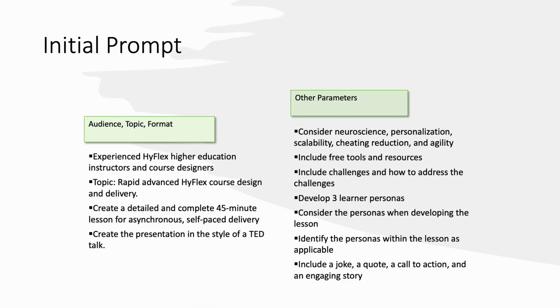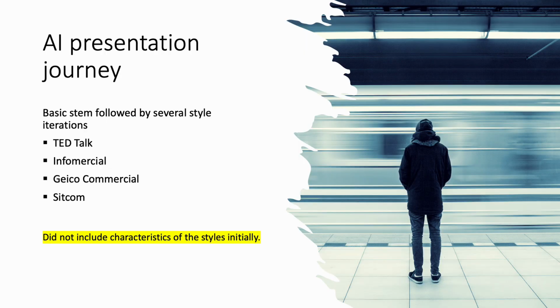The initial prompt contained the following information: the audience, the topic, and the desired style format. Other parameters included consideration for neuroscience, personalization, cheating reduction, and agility. I requested 3 personas. HyFlex challenges and ways to mitigate them include a joke, a quote, a call to action, and an engaging story. By the way, the selection of the joke on the previous slide was my find, not AI's. The content details are not important for this presentation. The focus is on how AI presented the content per requested style.